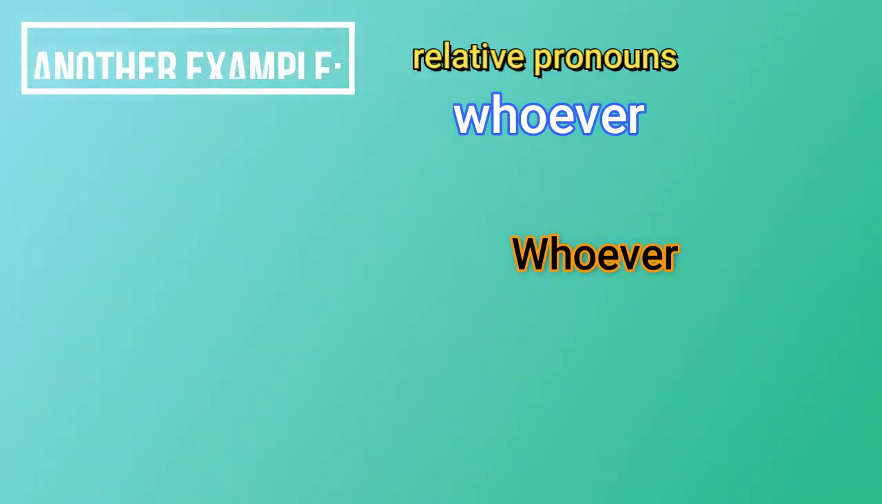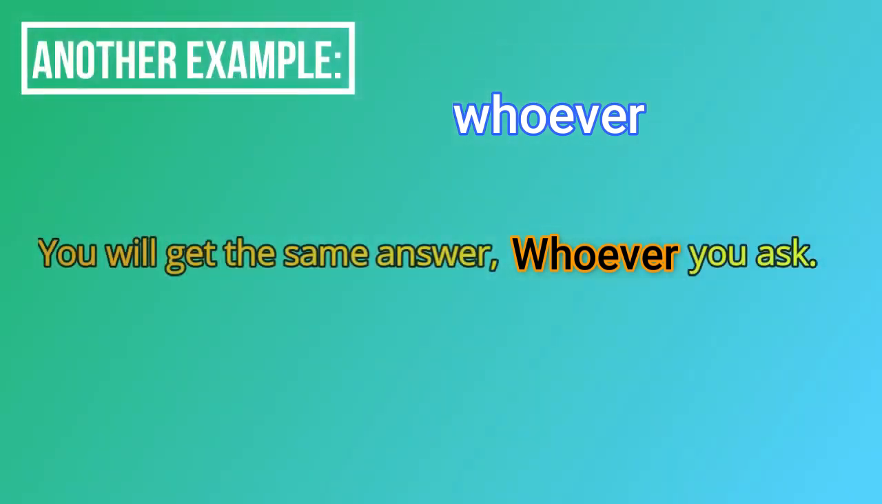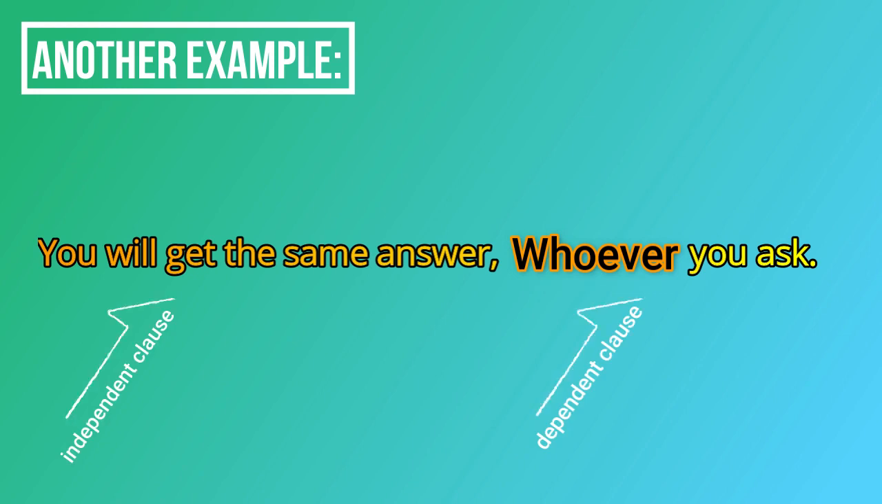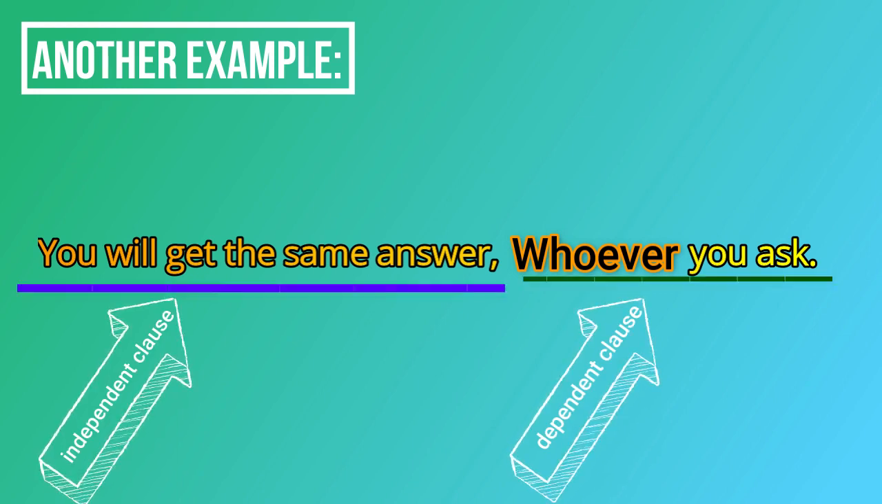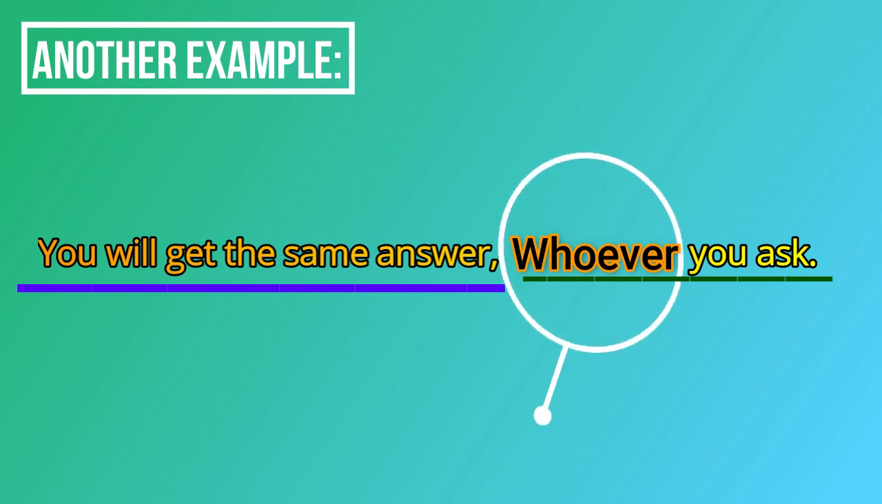Relative pronouns, whoever, pwede rin namang nasa gitna. Kung kanina nasa unahan, ngayon naman nasa gitna. You will get the same answer, whoever you ask. So, sir, pwede ba ito? Pwede po. Basta tingnan lamang ang kanyang construction. Kapag ganito ang form, susunod ang ating dependent clause or subordinating conjunction whoever. O kahit anong conjunction or subordinating conjunction, susunod siya sa independent clause. Alright? Next example.